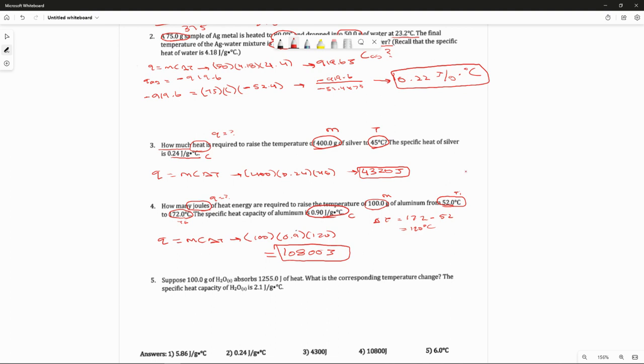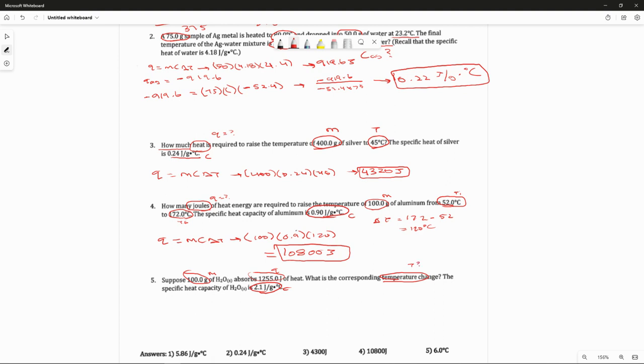All right, let's take a look at the last question. Suppose 100 grams mass of water, solid, so it's going to be ice, absorbs 1255 joules of heat. So that's your Q value. What is the corresponding temperature change? The specific heat capacity, C, for solid water, which is ice, is going to be 2.1. This is pretty simple as well. You're given Q, you're given M, you're given C. You're going to find the temperature, question mark temperature, for your water.